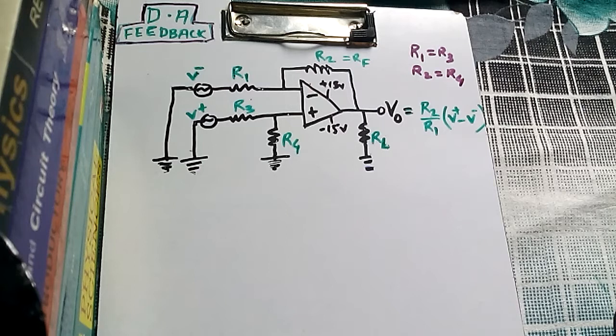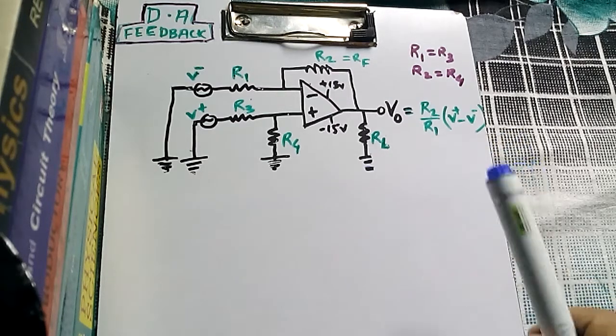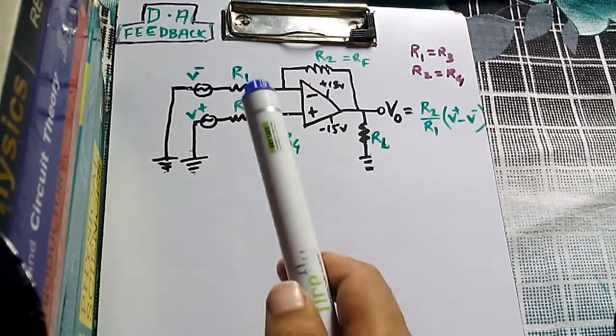In my last video, we saw the derivation of the output voltage formula for a differential amplifier with open loop configuration. I had the intention of doing the derivation of the output formula for feedback also, but somehow it did not happen. Therefore, in this video, we will derive the output voltage formula for the differential amplifier with feedback configuration.